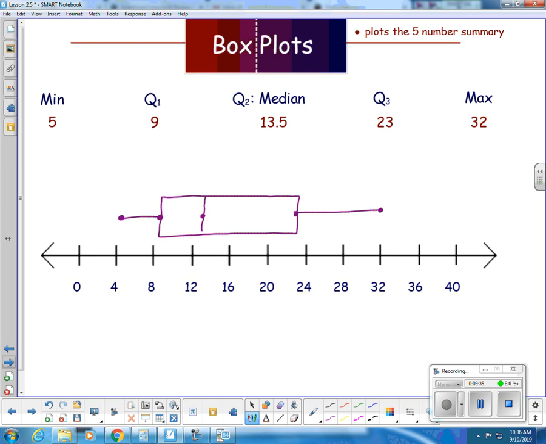but then they can ask you questions like, what percent of the data is from 9 to 32? What percent of the data lies between 9 and 32? 75. Each piece of this box plot is 25% of the data. So if we're going from 9 to 32, 25, 25, 25. Good, okay? Can we do that? Easy enough?